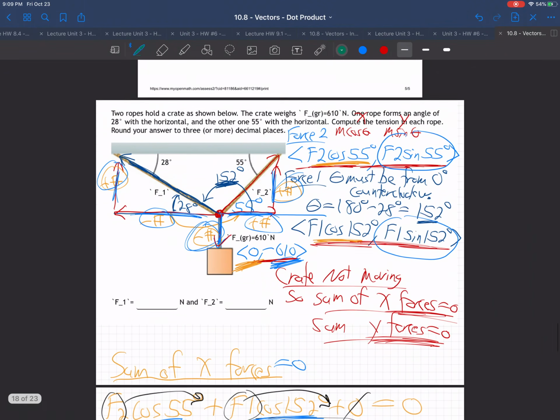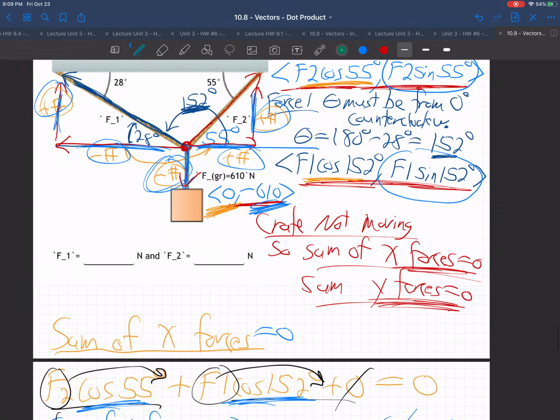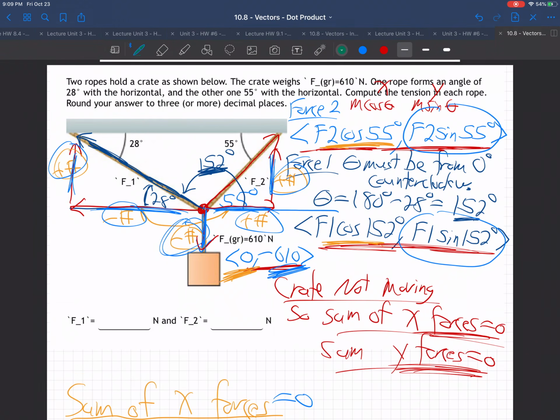By a lot of hard work. This is what engineers do. If you're interested in engineering or architecture, things like that, you do this all the time, this kind of calculations.